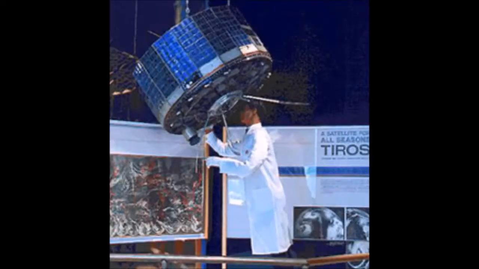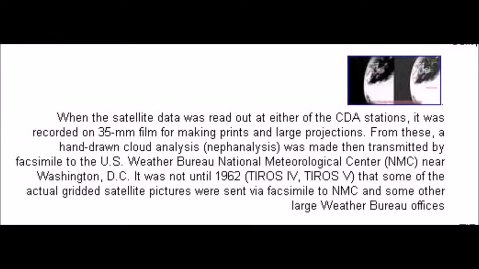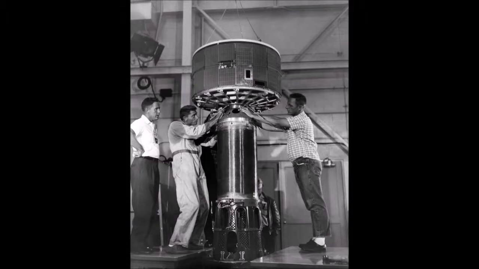So, now get this. When the satellite data was read out at either of the CDA stations, it was recorded on 35mm film for making prints and large projections. From these, a hand-drawn cloud analysis was made, then transmitted by fax to the U.S. Weather Bureau National Meteorological Center near Washington, D.C. So, I don't get why they have to draw these by hand if they have the pictures, but it's just so ridiculous. It was not until 1962 that some of the actual gridded satellite pictures were sent via fax to the National Meteorological Center and some other large Weather Bureau offices. So I don't even know what to think of this.